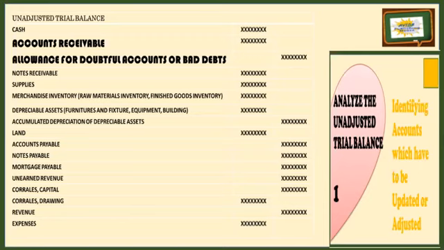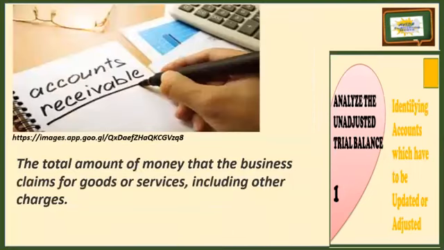Today we're going to discuss the analysis of the unadjusted trial balance. This time we're going to adjust the second account and the third account, which are the accounts receivable and allowance for doubtful accounts. Accounts receivable is also known as trade receivable.